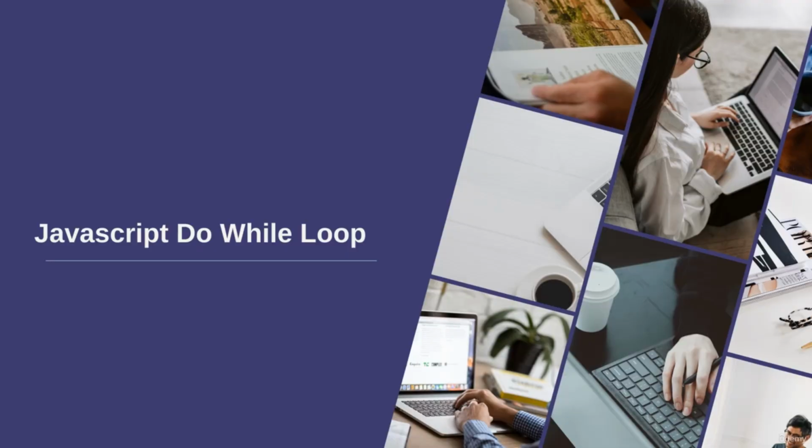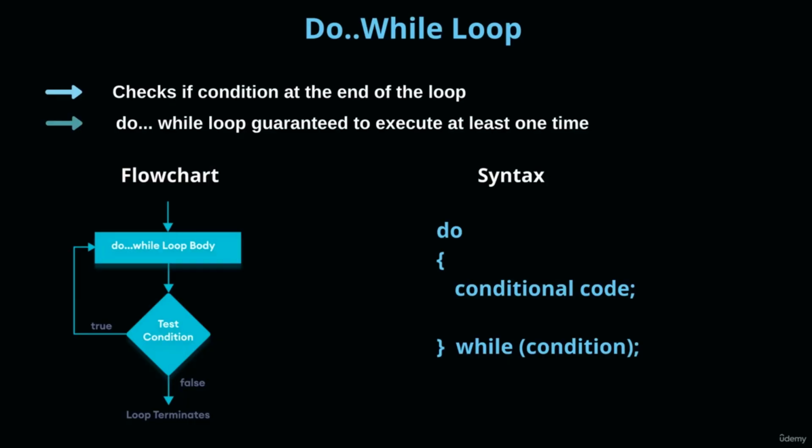Now let's begin with the do while loop. The do while loop is actually different from any other loop we have learned. It basically checks the condition after the loop execution. That means the loop will get executed at least once, and after the first execution it will check the condition. If it is true, it will execute again, otherwise it will get terminated.